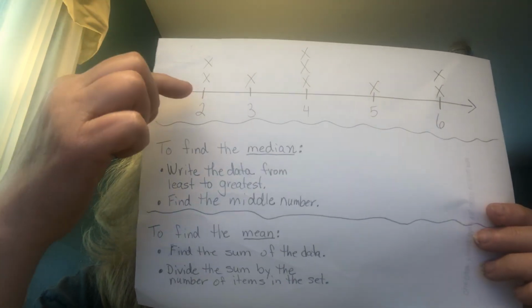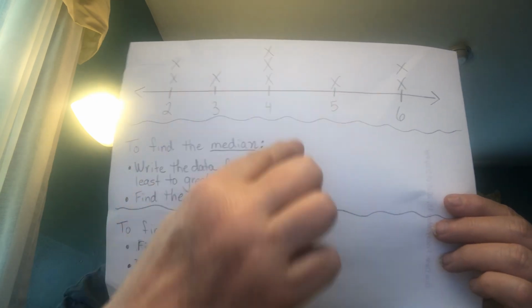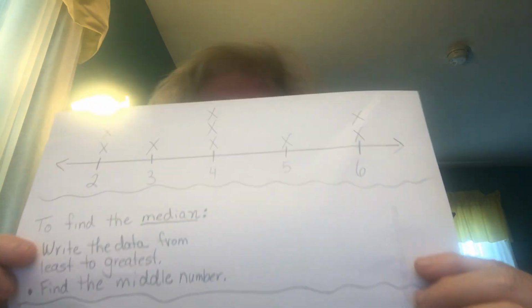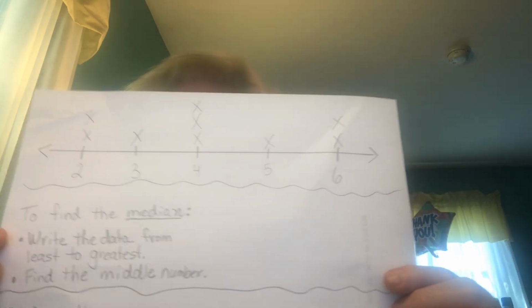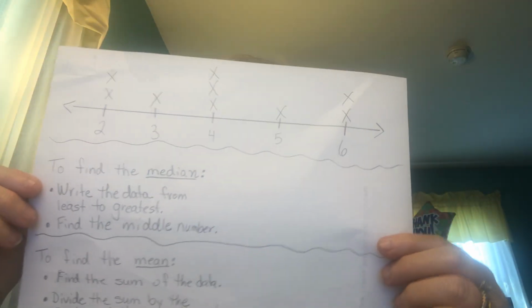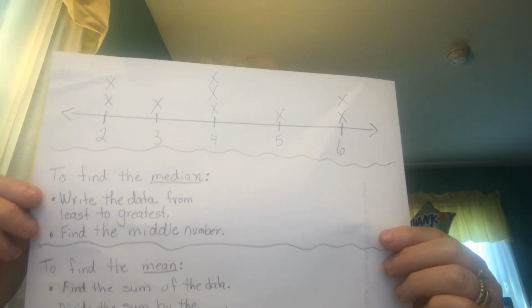So 2 people said 2 books, 1 person said 3 books, 3 people said 4 books, 1 person said 5, and 2 said 6, okay? That was their responses to how many books they read in the last month. We're going to now find the mean and find the median.